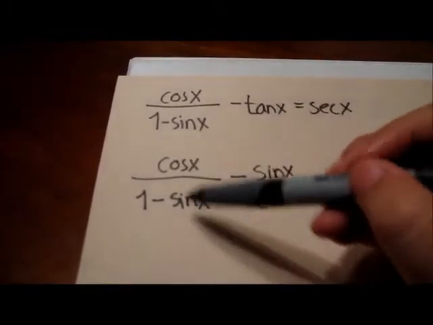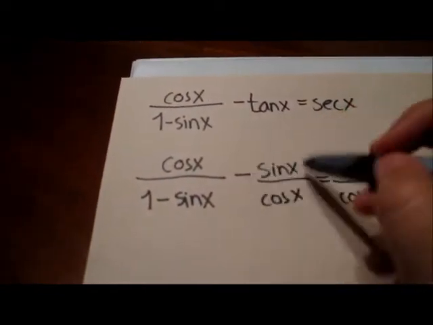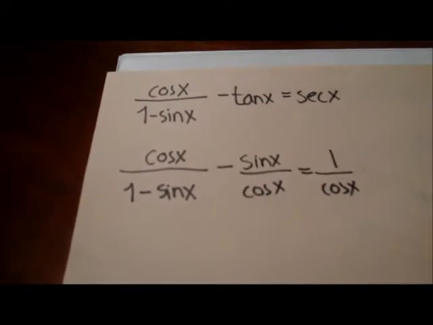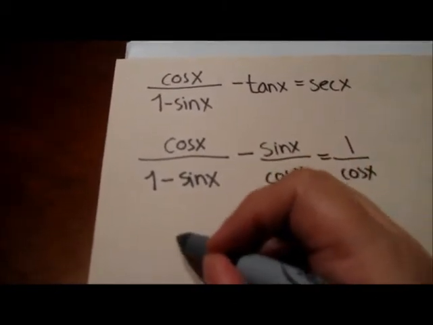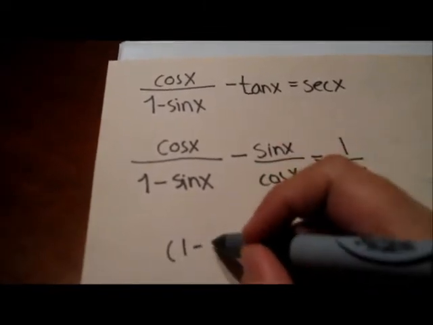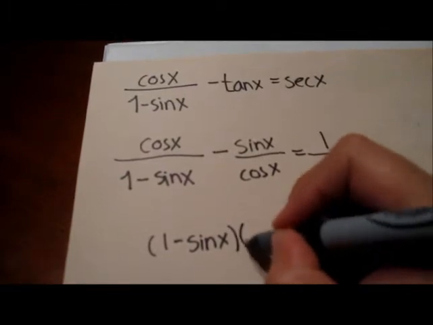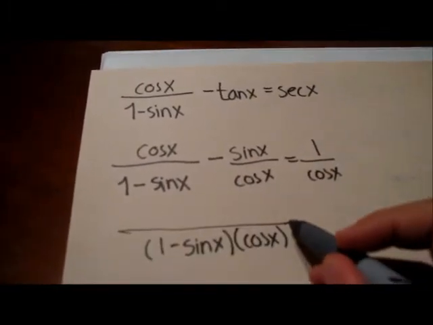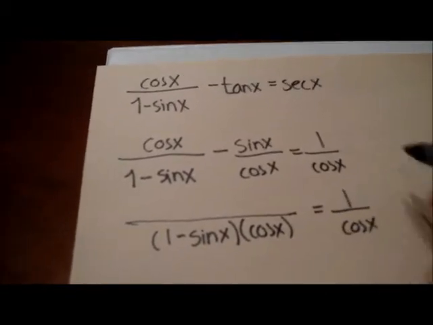Since I have everything with sine and cosine, now I can work with the one that I need to solve. This one, I can't do anything anymore. So, what I need to do here is find the common denominator. And this one is going to be 1 minus sine of x times cosine of x, all equals 1 over cosine of x.